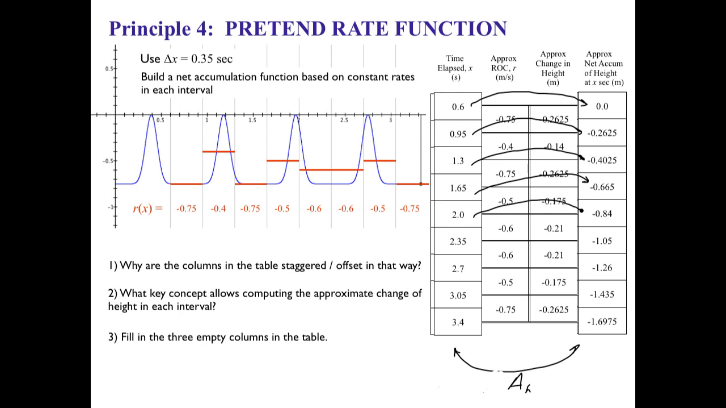Are these values the true values of accumulation of height of the flag? No, because they were based on this rate function that was kind of awful, right? I mean, we're doing our best, but it's not the true rate function, and that's what we're after in the end. We want the actual net accumulation function for the actual blue rate function. So let's talk about the next step in that. Let's just talk about principle 5.